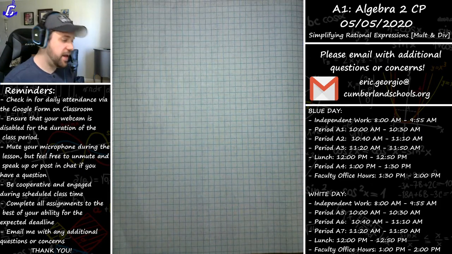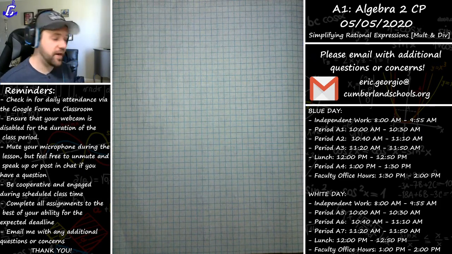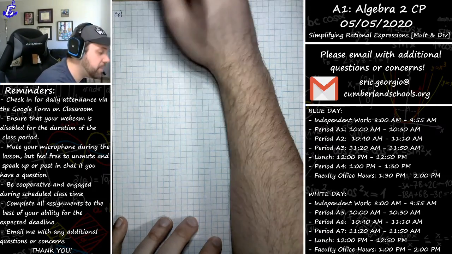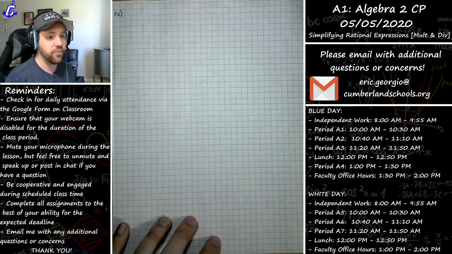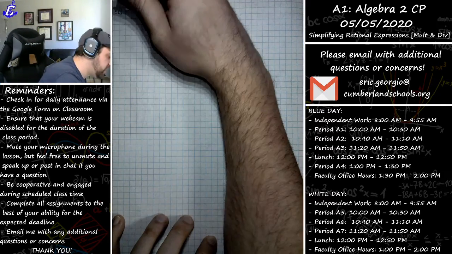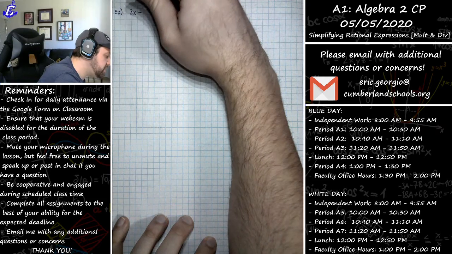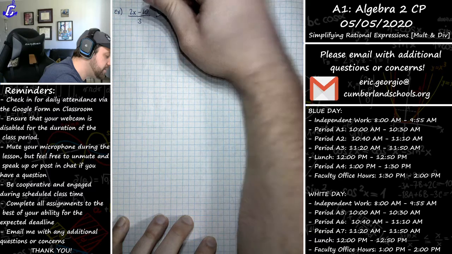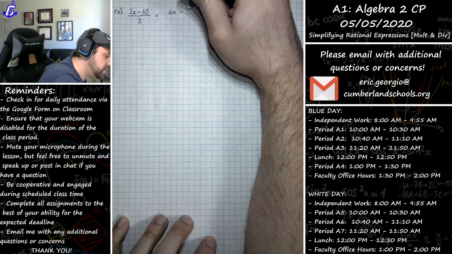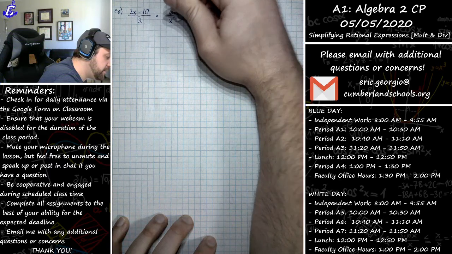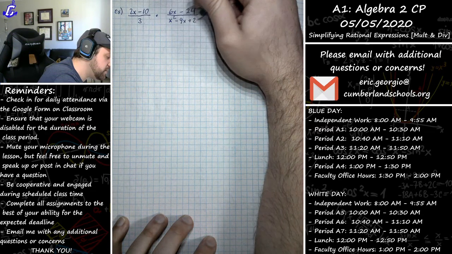So let's go ahead and actually look at some examples for our Algebra 2 purposes. Ready? What if I gave you this example and I asked you to simplify? We're not solving equations yet. We will be very soon. But we're just simplifying. Simplify this expression. I have 2x minus 10 divided by 3 times 6x minus 24 over x squared minus 9x plus 20.